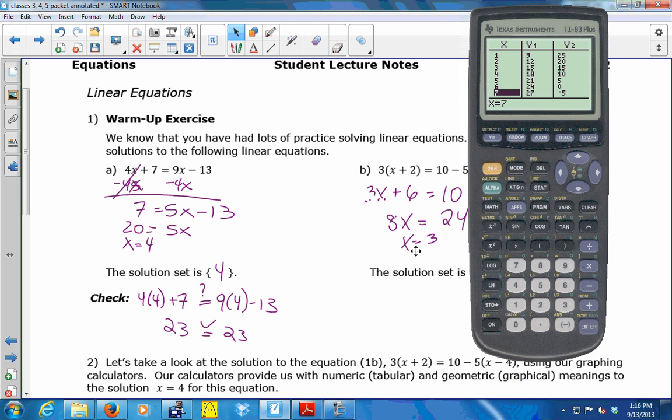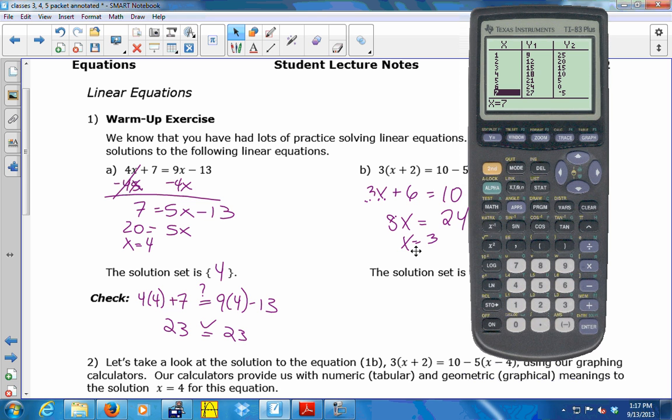All right, when we look at this table of values, I just picked some random x values, and you just have to do some guess and check here. y1 represents the left side of the equation, and y2 represents the right side. So left side and right side. And we're looking for an x value. What x value makes the left side and the right side the same?